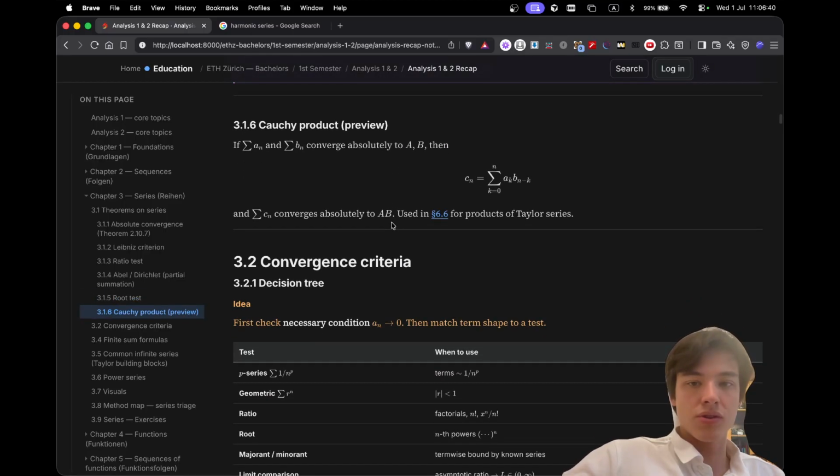Cauchy product rule. If the sums of both A and B converge, then Cn converges absolutely to A times B. I guess that makes sense.